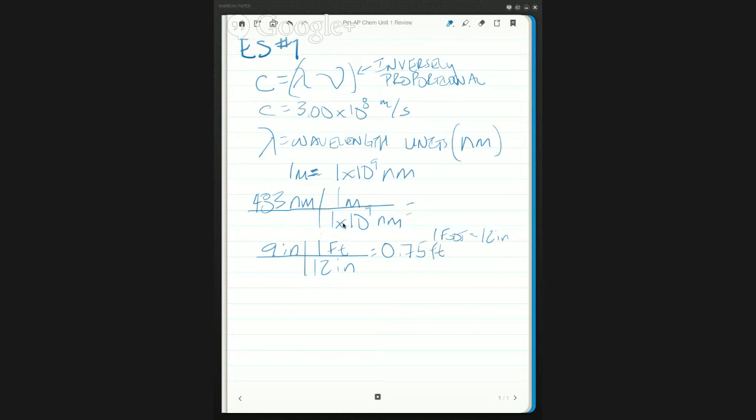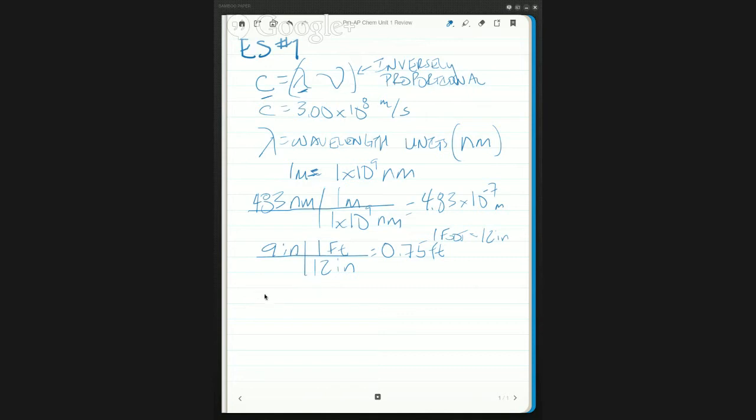So you divide 483 by 1 times 10 to the 9th. You plug that into your calculator, and you probably come out with something like 4.83 times 10 to the negative 7th meters, okay? So you have to make the conversions correctly, because wavelength won't always have the same units. It won't be in agreement with the speed of light.